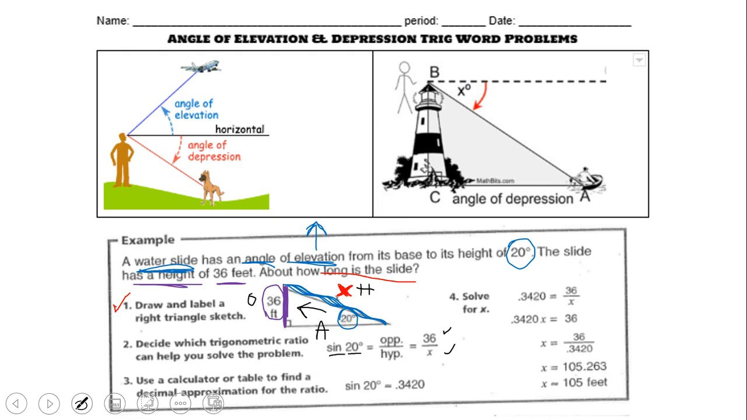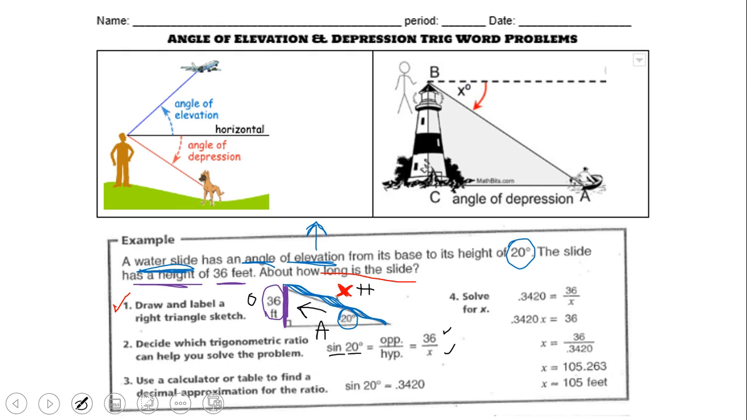Then we would cross multiply and use our calculator to figure out what x is going to be equal to, and you would get 0.3420, like sine of 20. They did it with a calculator. They turned sine of 20 to 0.3420 and set that equal to the product, 36 over x.